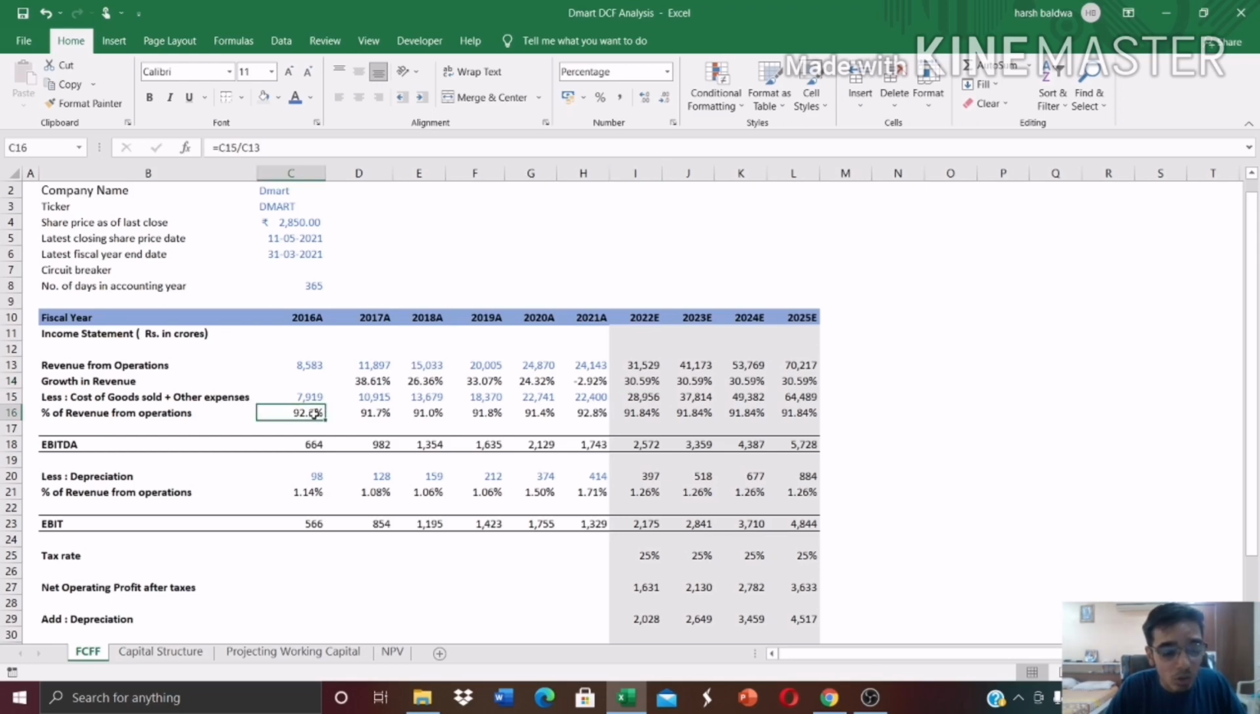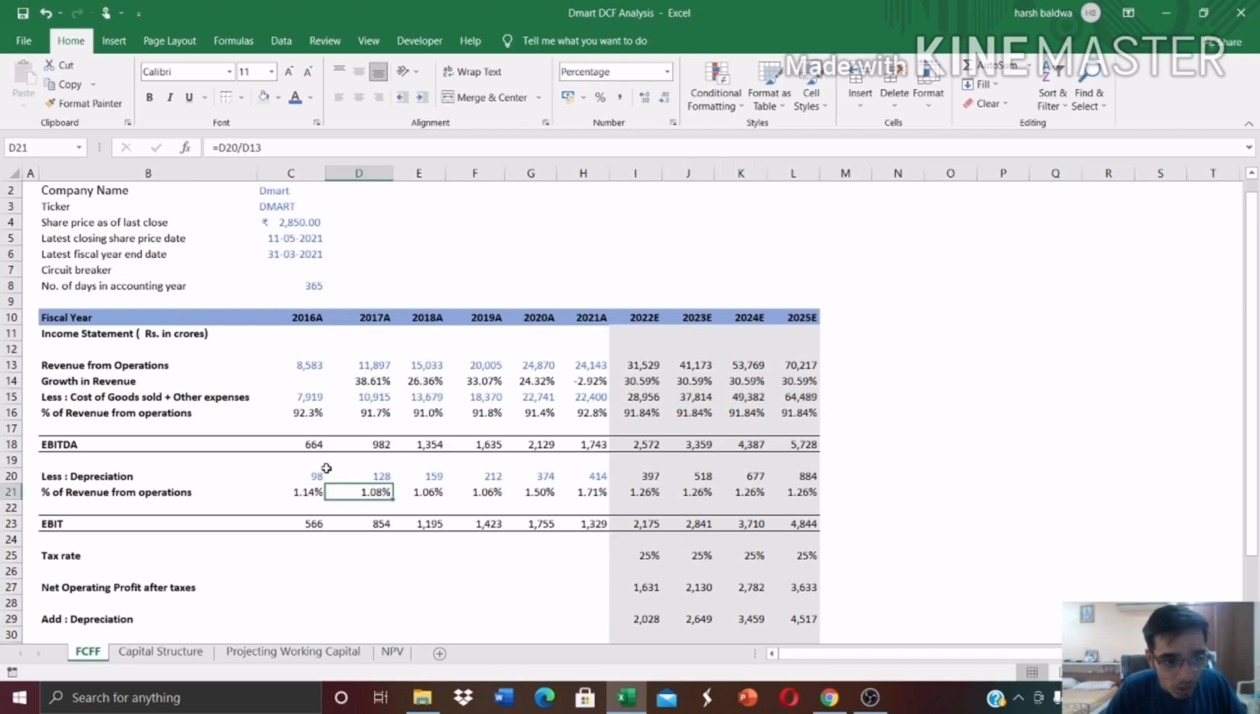After clubbing, the next step is you have to find the cost of goods sold as a percentage of the revenue from operations, which is nothing but simply this divided by this. So as we can see, it's 92.3% in 2016 and 91.7% in 2017 and so on. Now the average percentage over here is 91.84%. So simply you can estimate the cost of goods sold by multiplying 91.84% with the estimated revenue, right? So you will get the cost of goods sold for all the years after 2021.